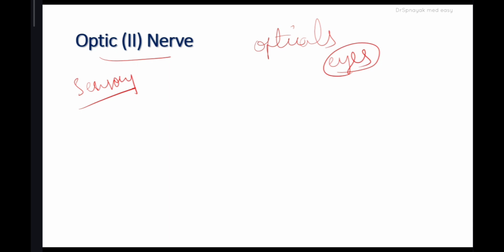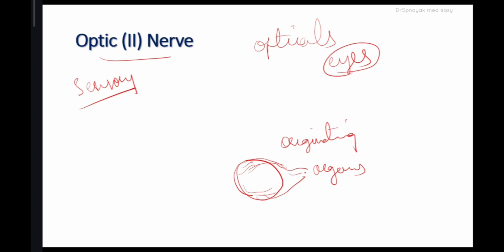Sensory nerves originate from, or start from, sense organs especially. So in the eyes we have the retina. From the retina all the branches of the optic nerve form a special optic nerve, and they come out of the eyes.